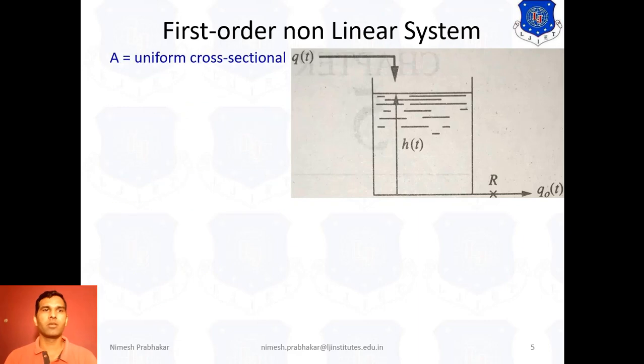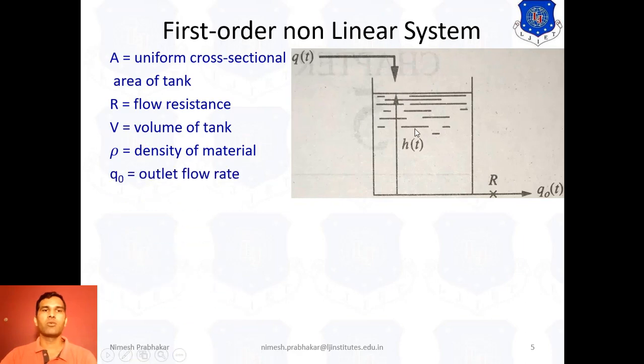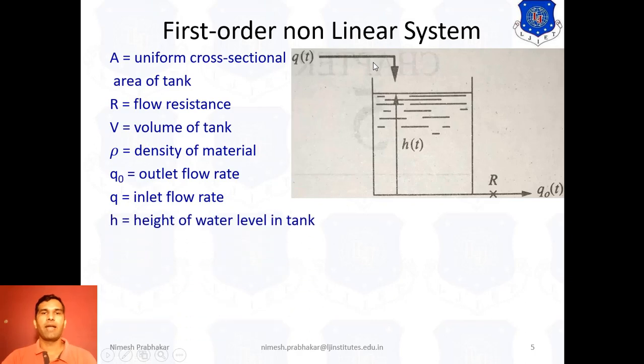In this, same as before, A is the uniform cross section area of the tank, R is the flow resistance of the tank, V is the volume of the tank, and rho is the density of the material, that means the density of water. Q0(t) is the output flow rate, Q(t) is the input flow rate, and H is the height of the water level in the tank, same as the linear system we took.